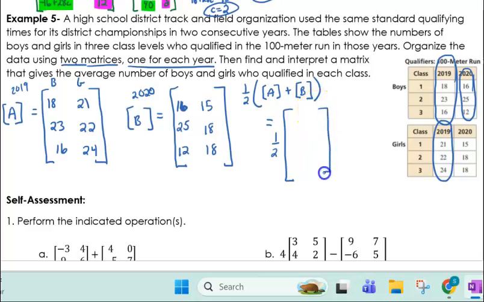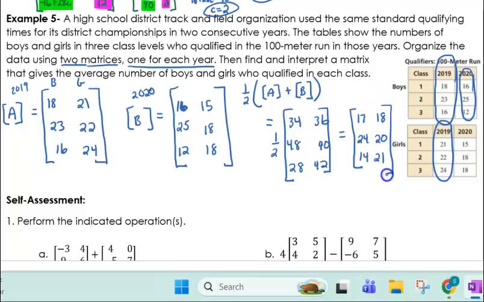Let's start with doing A plus B. So I'm just going to add these up real quick. 18 plus 16, 21 plus 15, and so on. Go ahead and pause and add the two matrices together. All right, so I added all those numbers together. Now let's half each one. So that's 17, 18, that'd be 24, this would be 20, 14, and 21. I just halved each number because I was doing this scalar. So that is the average number of boys and girls who qualified in each class.